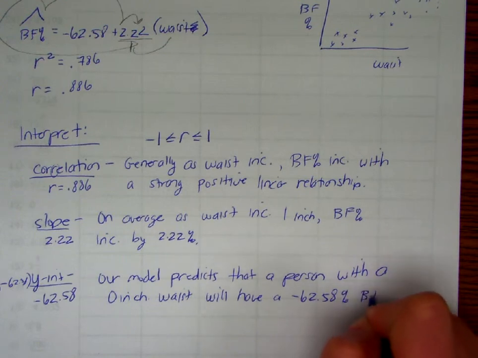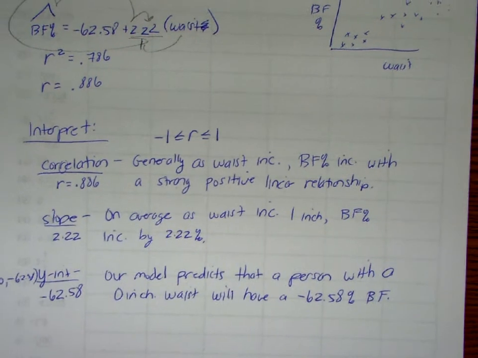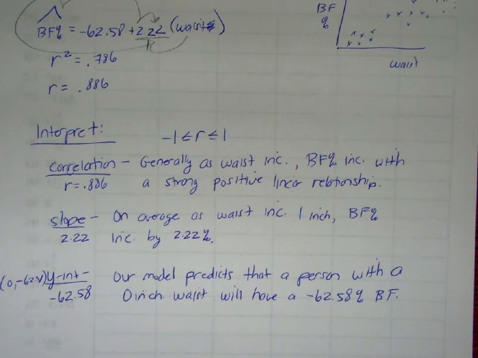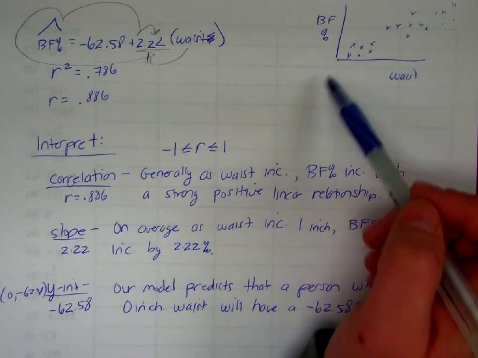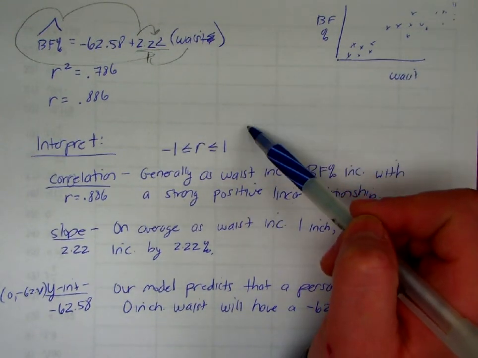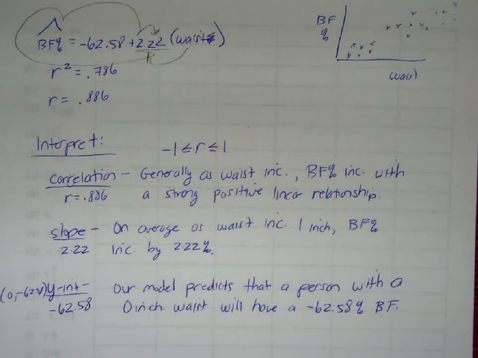Okay, and clearly that's nonsense, and sometimes they'll ask you, does this apply to the real world? And no, it doesn't. You're extrapolating. Your data's way up here, where someone with a 0-inch waist is way down here, so it would make sense that you would have a negative number. So those are the three main ones.